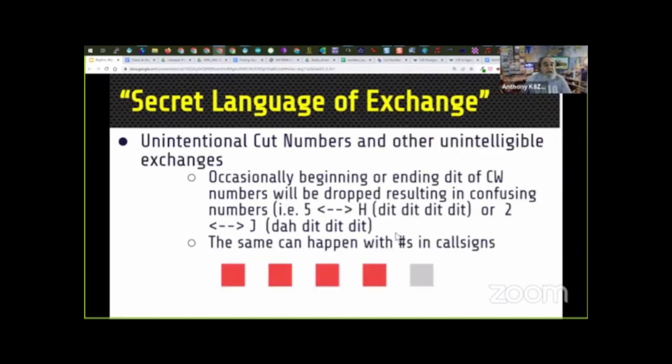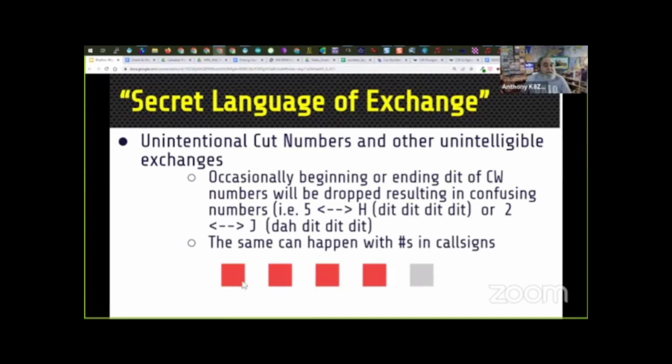Now, unintentional cut numbers are when people send numbers sloppily and shorten them. For example, you'll quite often hear 5 dits shortened down to 4 dits. When this happens, we have to guess at what the number was. Were they sending a 5? Was the missing character a DAW? Was the missing character a DAW at the beginning of it? So in this case, it could have been a 4, a 5, or a 6.